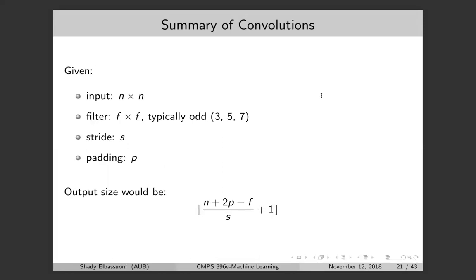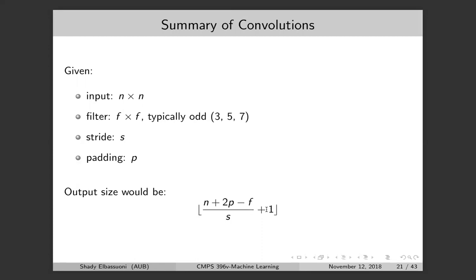Okay, so a summary of convolutions. The input is n by n. The filter, the set of weights that you have, is f by f, so symmetric and typically odd, so either 3, 5, or 7. You have a stride, which is a hyperparameter, and you have a padding, which is also a hyperparameter. So you can set the pad to 2, then you would add a border of size 2 with values 0, and so on. Based on this, you get the output size to be the floor of (n plus 2p minus f) over s, plus 1.